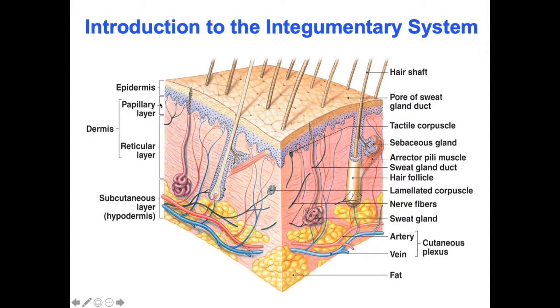In this dermal layer, we have a lot of accessory structures. We have like sweat gland, we have oil gland, we have muscle, we have nerve. There's lots of stuff going on there. In the hypodermis, we have fat and we have blood vessels.